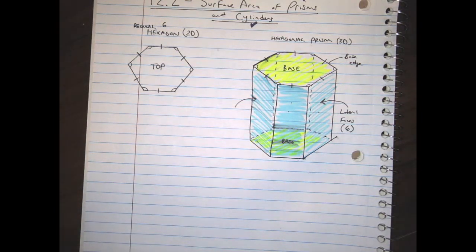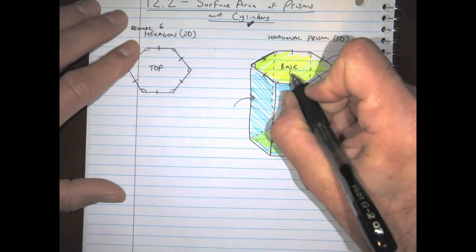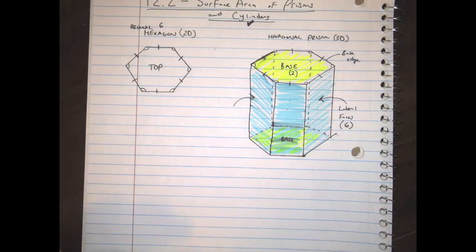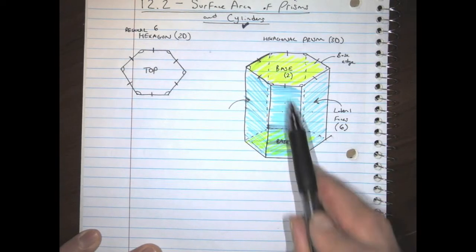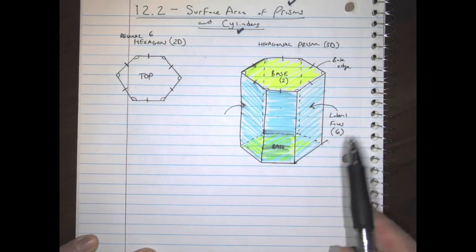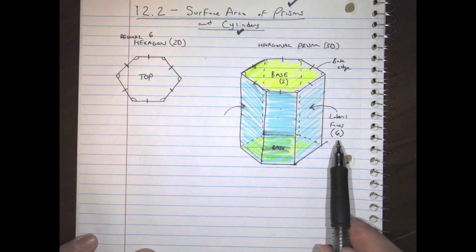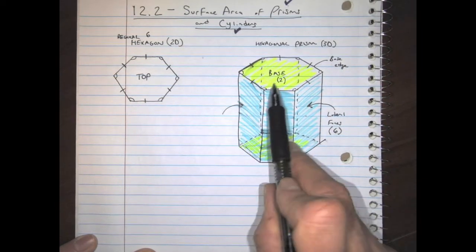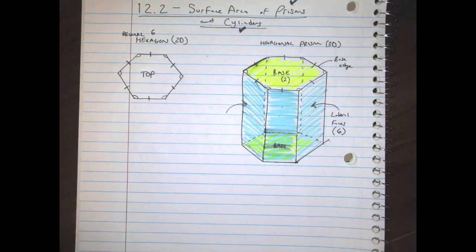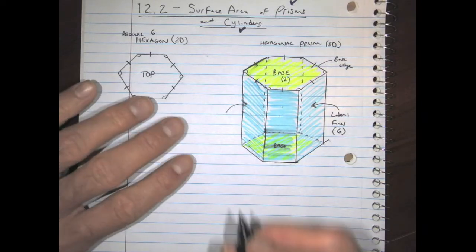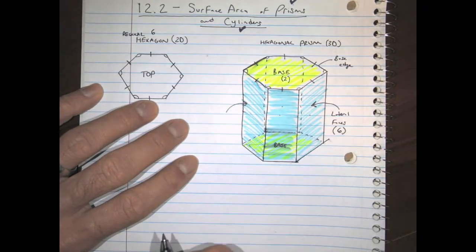And notice how they're all rectangles as well. The bases, I'm going to put right here that there's 2 of them. There's always going to be a top base and a bottom base. The lateral faces, well, because it's a hexagon, it's going to be 1, 2, 3, 4, 5, 6. Okay, what else do we got? What else do we got? I want to make sure I get this right.